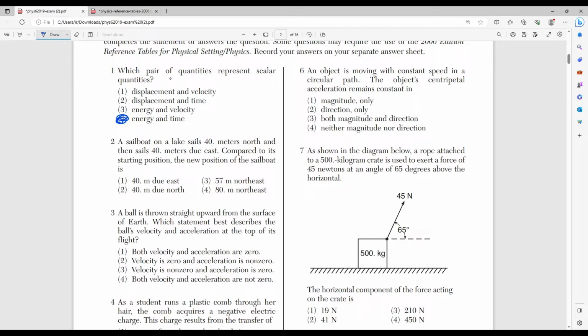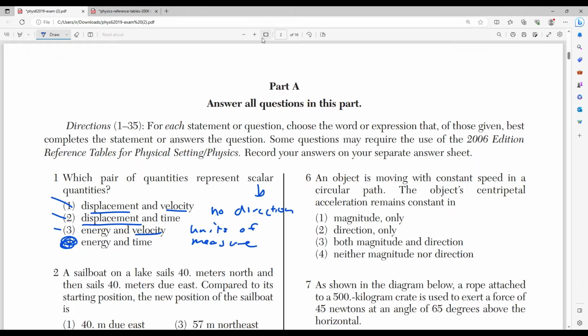Remember that scalar quantities are quantities with no direction, and they're usually units of measure. 1, 2, and 3 are wrong because velocity has direction. Displacement has direction. Displacement and velocity both have direction. We need only quantities with no direction. Energy has no direction. Time has no direction, so they're scalar, and they're also units of measure. Let me just zoom in here.